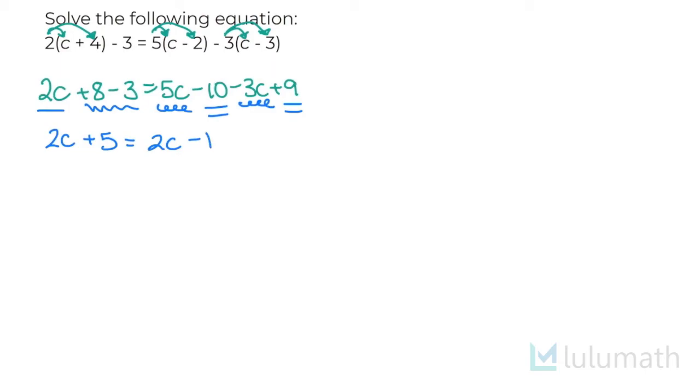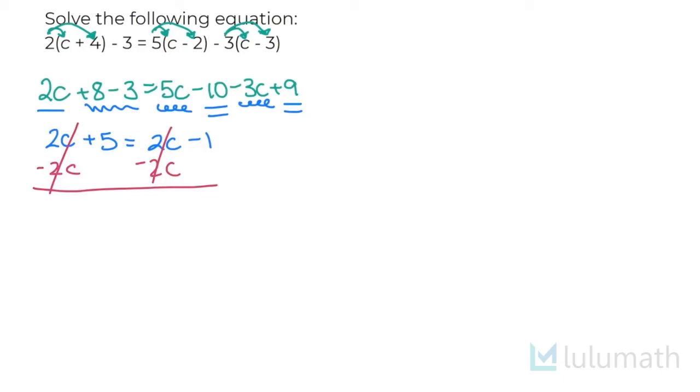Now I'm going to get my variables together on one side. So I'm going to get rid of this 2c. To get rid of it, I would subtract 2c, and whatever I do to one side, I would do to the other. 2c minus 2c is 0. That's nice. But on the left side, 2c minus 2c is also 0.